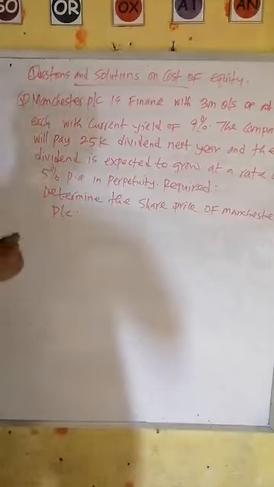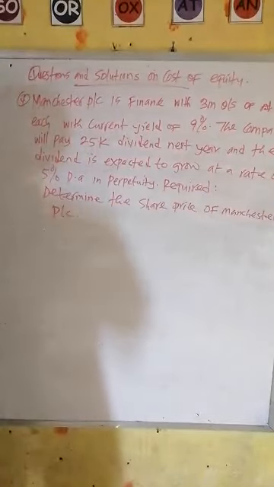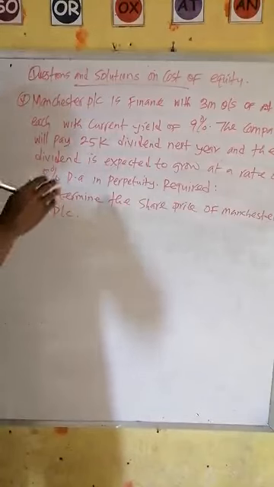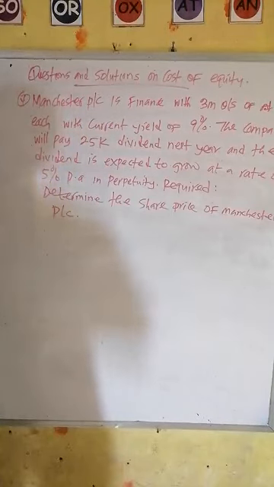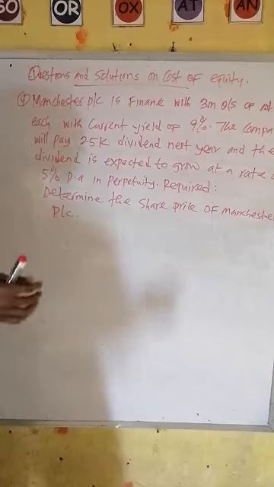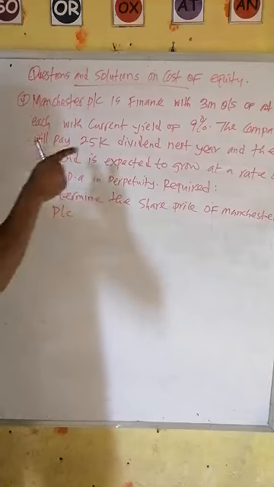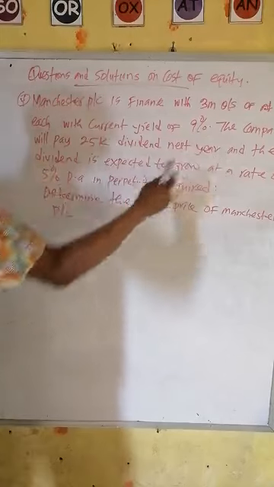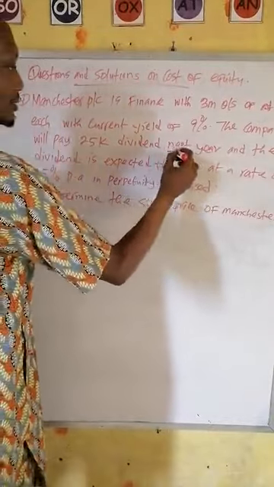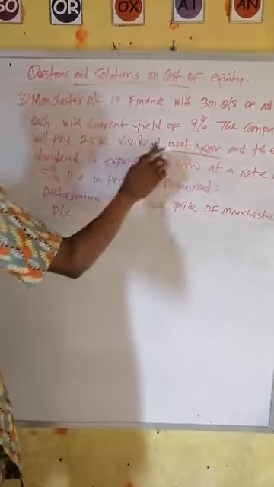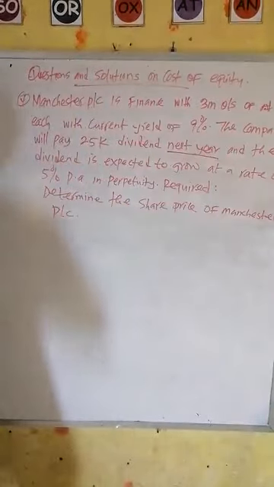And therefore, when there is growth in this question, it means you are going to use the formula that has growth. Okay, let's now look at it. The formula that we have ascertained is the formula that adds growth. Now let's look at the tune of the dividend, whether we are going to use the formula with D0 or D1. The company will pay 25 kobo dividend next year. Look at the words next year. Can you see that? Yes, it means the formula we are going to use here is the one with D1.